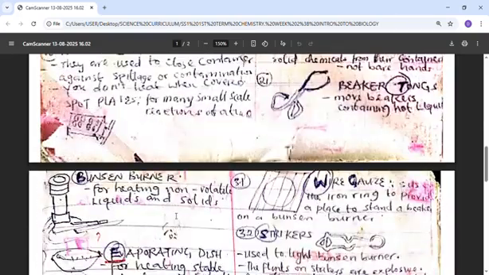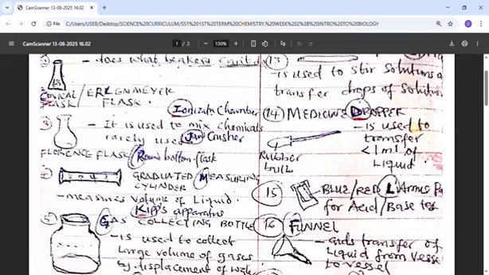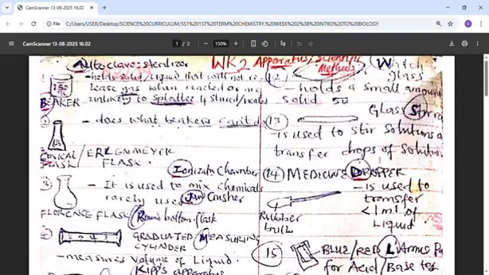Then another apparatus we have, so we also have what we call watch glass. So watch glass, as you can see, means you can use it to hold a small amount of solid.